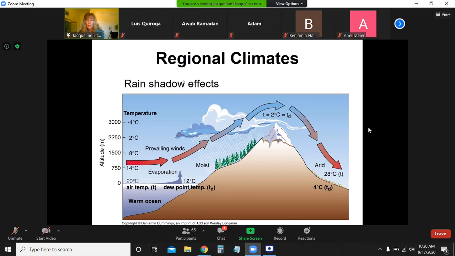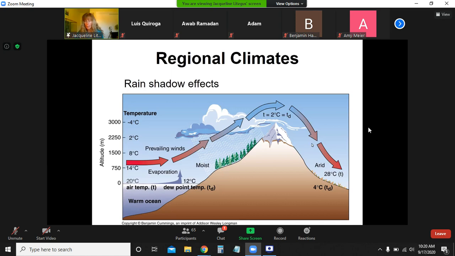So this rain shadow effect, air is forced up and over the mountain. And as it rises, the air mass cools, right? We talked about that adiabatic process. So as the air mass rises, it cools, and its moisture condenses and then precipitates out as rain on the windward side of the mountain. So it's moist and lush on this side of the mountain.